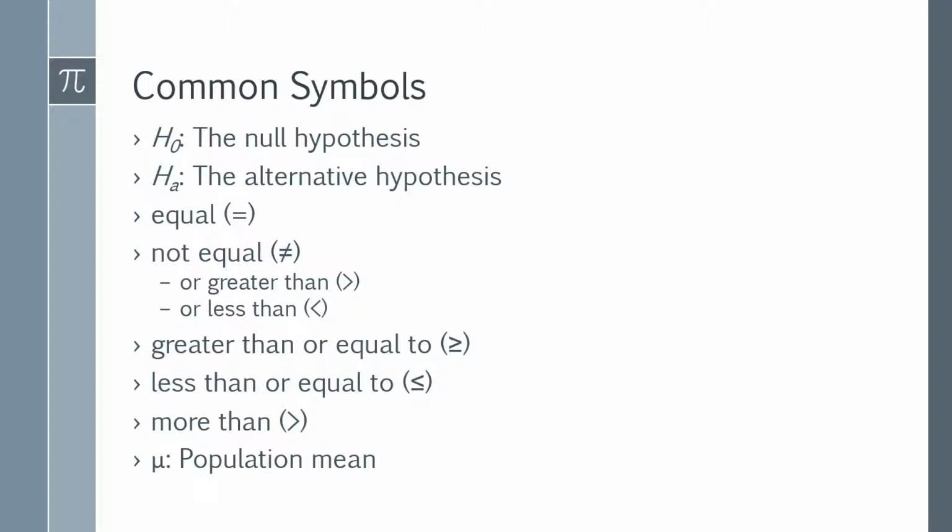The equal symbol, the not equal symbol, the greater than symbol, the less than symbol, the greater than or equal to symbol, the less than or equal to symbol, the more than symbol, or the population mean symbol. All of these are commonly utilized within basic statistical information.